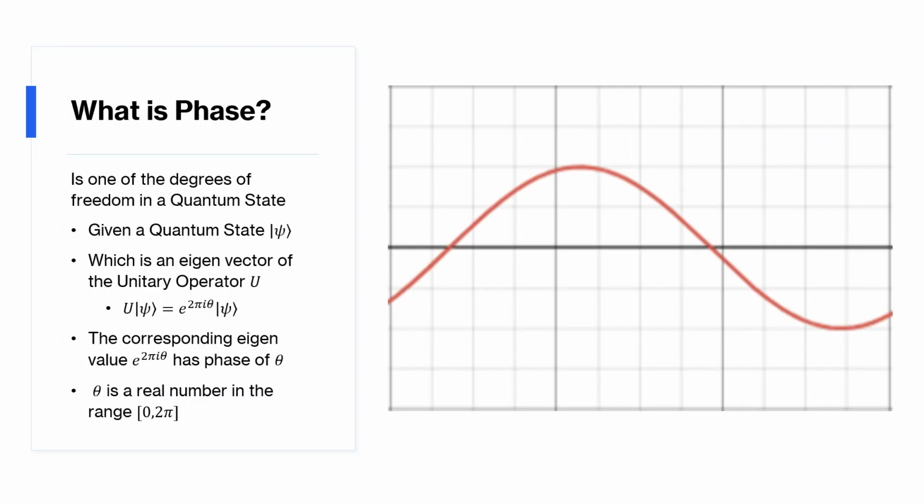It is important to understand what phase is in the quantum context. So when a quantum state has two different amplitudes, let's say a qubit, it can be in either the 1 state or the 0 state. When a qubit is in superposition, it can be in both at the same time. It is a linear combination of the two states.